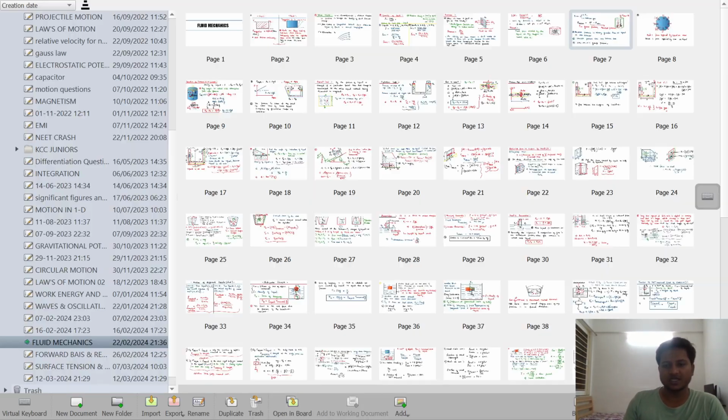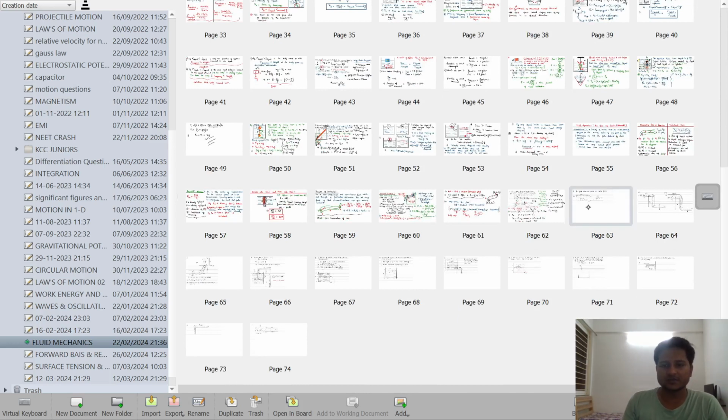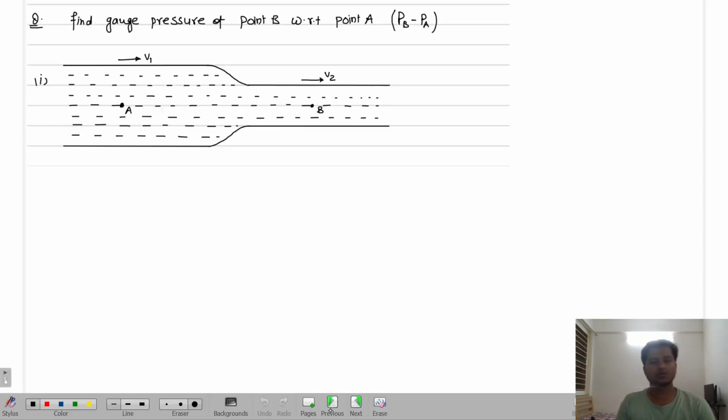But actually the gauge pressure is defined for 2 points, isn't it? But that is for atmospheric pressure. Here it is asking to find the gauge pressure of B with respect to A. So that means what is the extra pressure at B with respect to A? Means gauge pressure here is defined as PB minus PA. Are you able to get me?